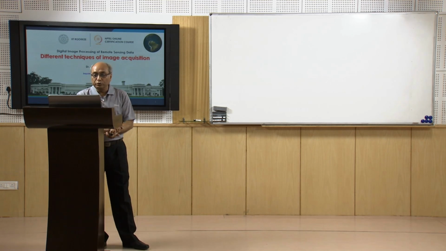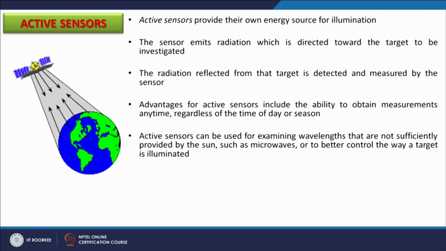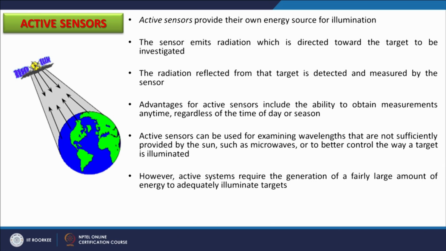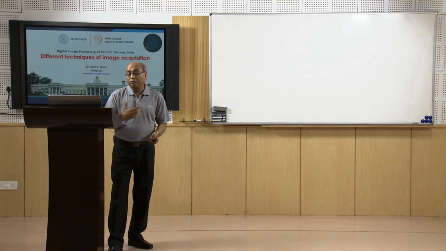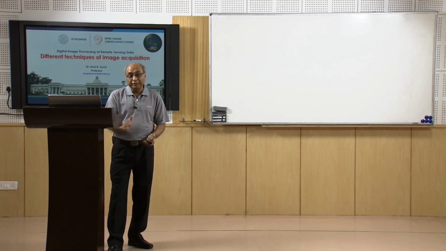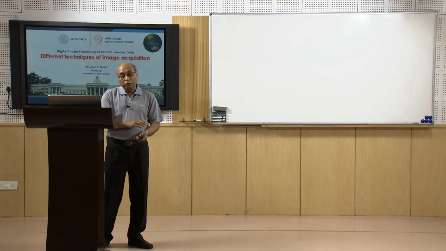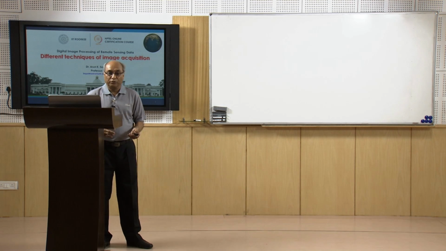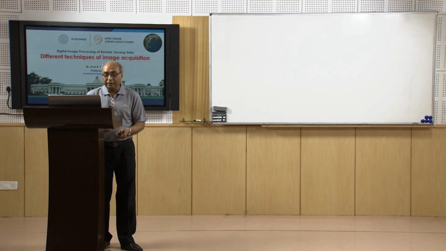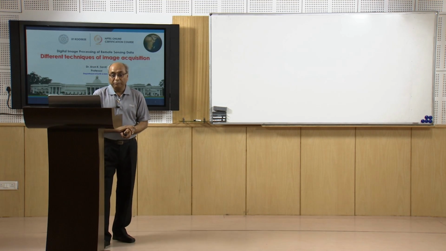Active sensors can be used for examining wavelengths that are not sufficiently provided by the sun, such as microwaves, or to better control the way a target is illuminated. However, active sensors require the generation of a fairly large amount of energy to adequately illuminate the target. That means if the satellite is acquiring the data, it requires a huge amount of energy, because the energy has to be sent to the surface of the earth, and then the backscatter has to be recorded. So you need larger solar panels, that means larger payloads, more cost, and so on and so forth. So these are some disadvantages also associated with microwave or active sensors.